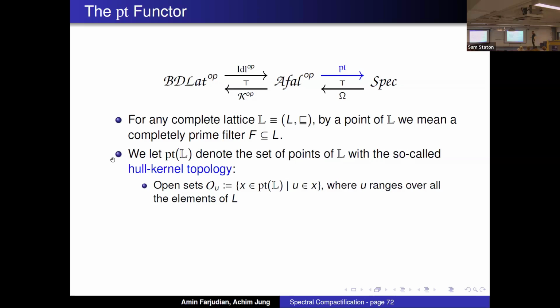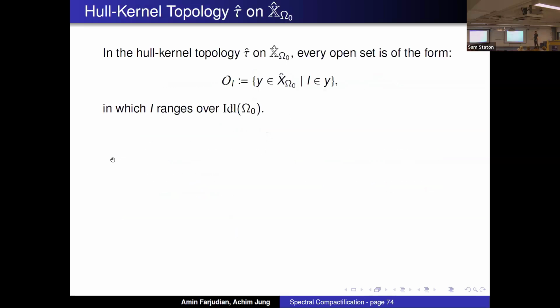I'm not going to go through what the morphism does. It's not necessary here. So now if we look at the hull-kernel topology on the spectral space that we have obtained, it will be of the form O sub I, but this I is now an ideal over omega 0. So we get the set of all those points that include a specific ideal.